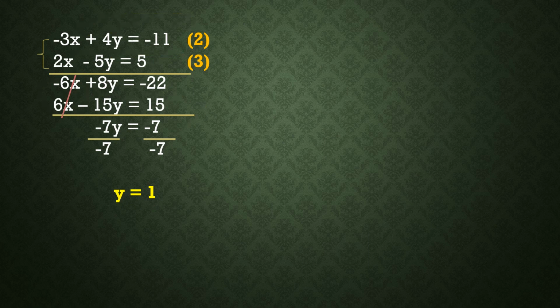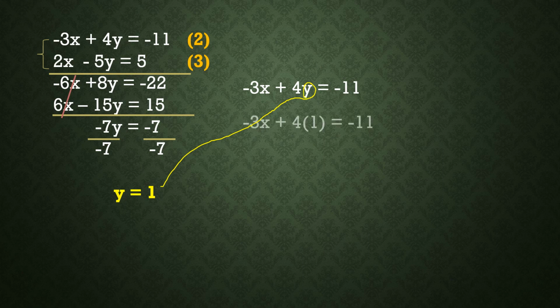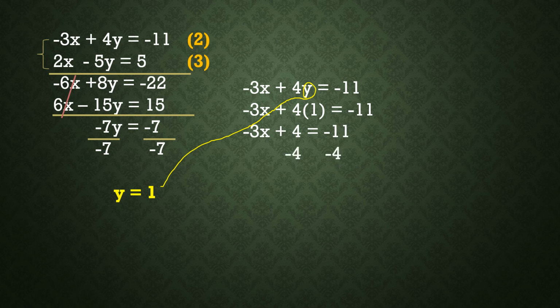Next, we substitute the value of y to our equation 1 or equation 2. Let us use equation 1. Negative 3x plus 4y equals negative 11. So as you can see, we have here the y that will be replaced by 1. That will be negative 3x plus 4 times 1 equals negative 11. The answer is negative 3x plus 4 equals negative 11. And then we subtract 4 from both sides. We cancel the positive and negative 4.